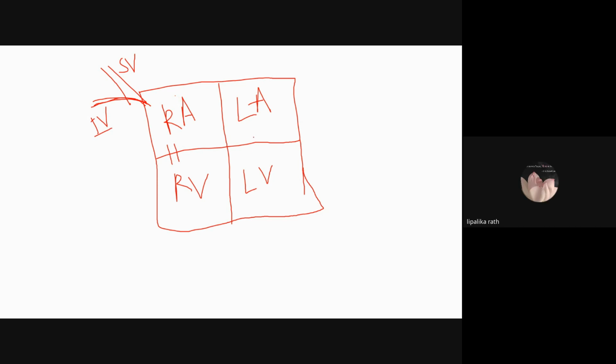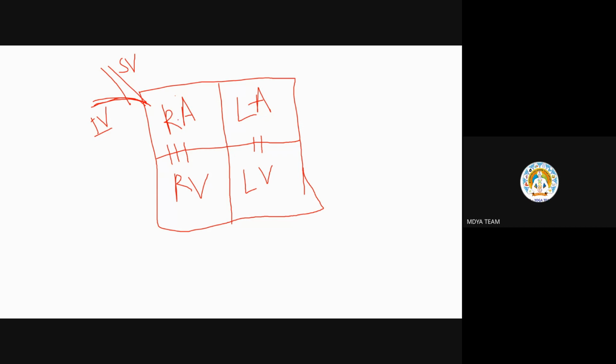Ma'am, myself Lipalika. So, ma'am, the first one is tricuspid. It is in between the right atrium and right ventricle. So this one is tricuspid. Tricuspid means three valve parts, three flaps in every valve.